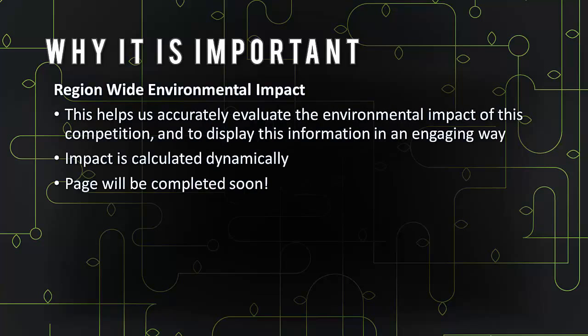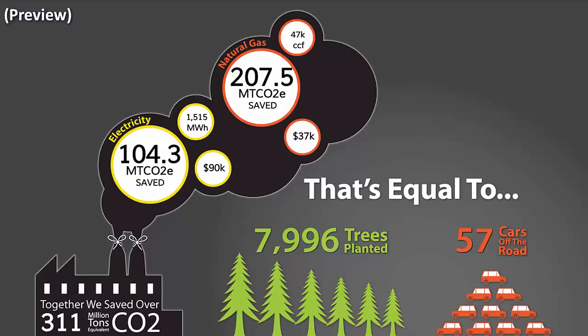This helps us accurately evaluate what the impact of this competition is for future projects, maybe doing the competition again, things like that. The impact is calculated dynamically, so with every new data point it gets updated. The page will be live to the public pretty soon, so this is a preview of what it looks like. It shows how many million tons of CO2 we've saved, how many thousands of dollars we've saved, estimated from natural gas and electricity, and what that equates to in trees and cars off the road, that sort of thing.